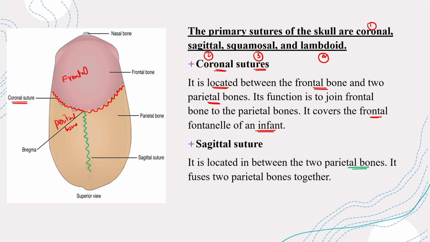This is your sagittal suture, and this view is from the superior part. So this is the superior view of the skull. This middle joined line is the sagittal suture, which connects the two parietal bones together. So sagittal suture is clear, coronal suture is clear.